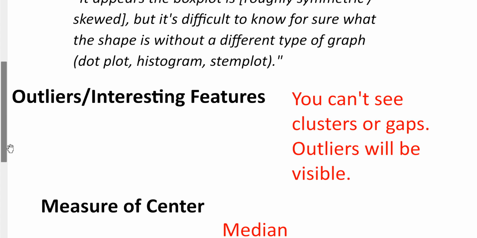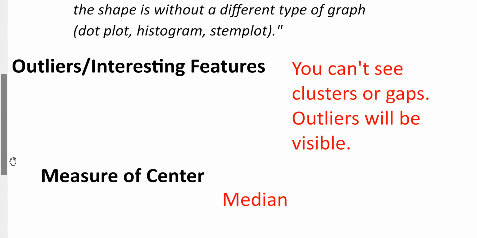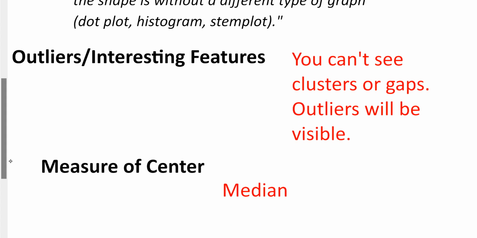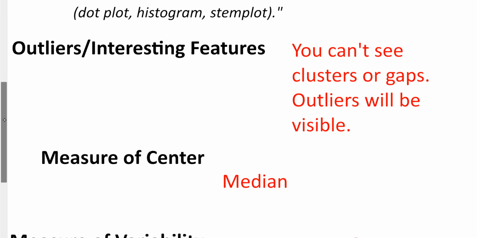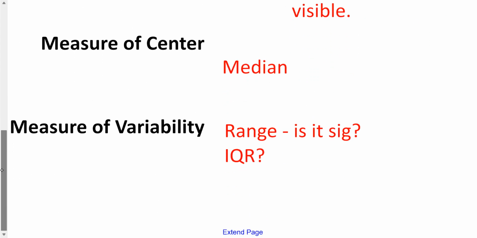Outliers. You can't see clusters or gaps, but you should be able to see outliers. Measure of center. The median is right there, so you can do that for sure. And measure variability. You can do the range. You can even do the IQR. If either of them seem significant, it's worth noting. So you can do parts of this. You just can't do all of it.